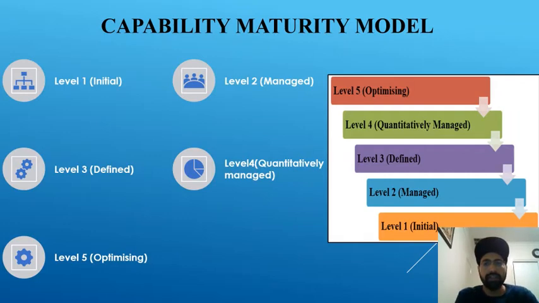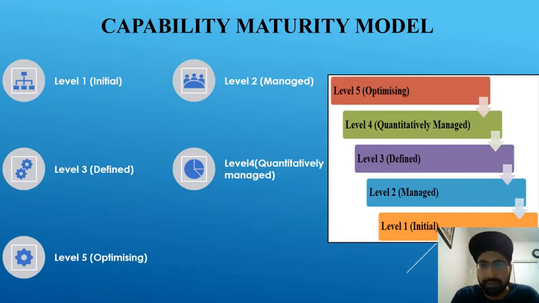Fourth is quantitatively managed. At this level, the performance is controlled through quantitative techniques that are predictable in nature.